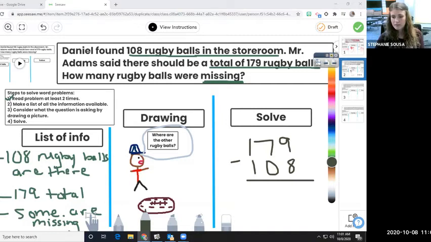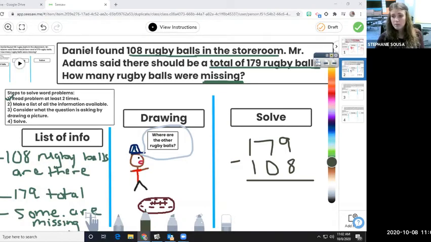I love the drawings of your guys' coaches. They're awesome. I can see them over here. Nice. And some of you chose to draw a rugby ball and label it with a number like we did with the tennis rackets and the hockey sticks. Whatever helps make sense to your brain.